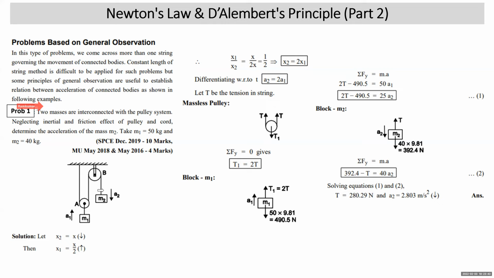All right, I repeat once again. This is a general observation. Suppose block M2 is pulled down by 1 meter. So this pulley will go up by 0.5 meter. Why does it go up by 0.5 meter? Because the shortened length gets divided into two parallel segments.